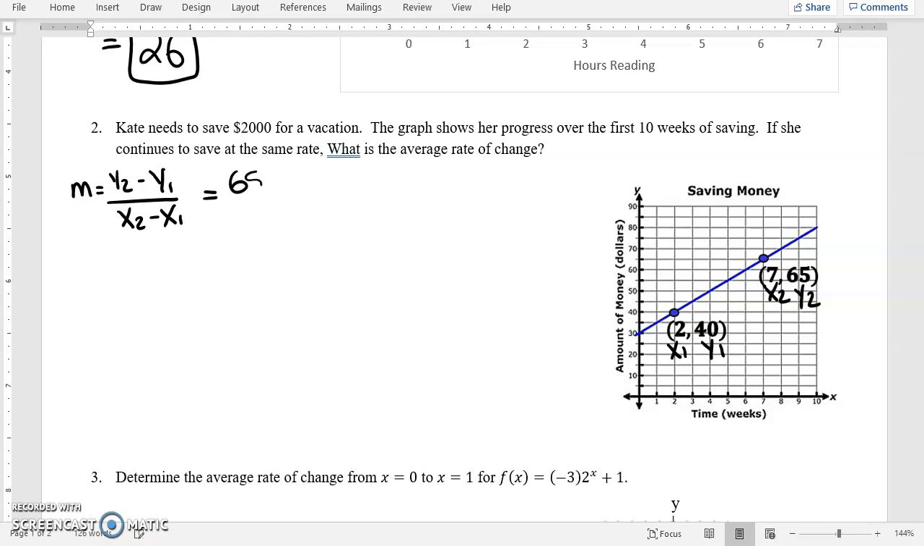So y2 was 65 minus y1, which is 40, all over 7 minus 2. 65 minus 40 is 15. Oh, my bad, 25. 65 minus 40 is 25, all over 7 minus 2, which is 5. 25 divided by 5 is 5. So she is saving $5 every week.